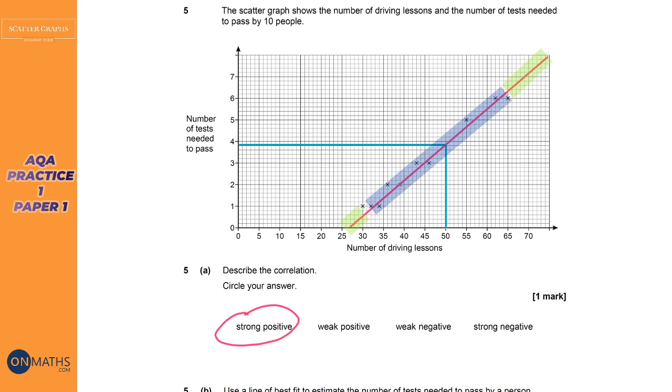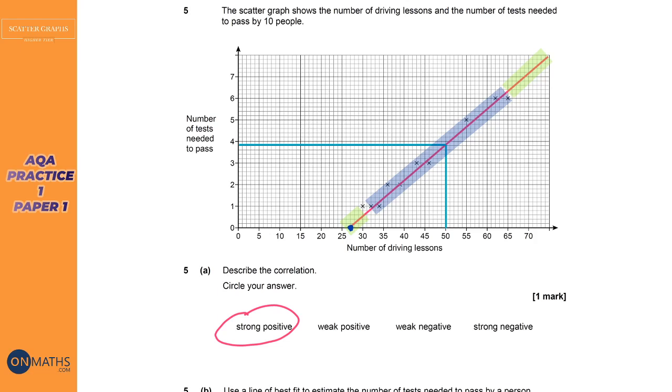For instance, if you look here, it's predicting that if you have 27 driving lessons, you can pass without even taking a test, which clearly is not a thing.